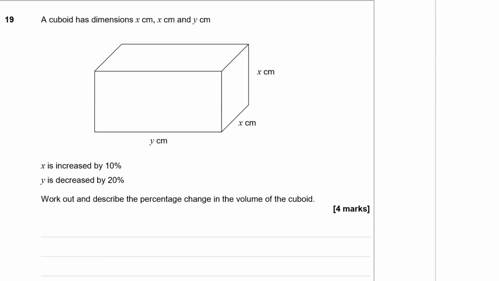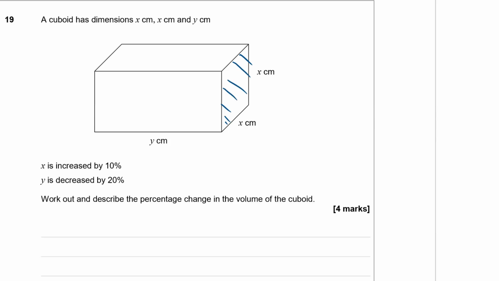Okay, I've got a cuboid here, and it's got dimensions x, x, and y, which means it's got a square end here. And x is going to be increased by 10%, and y is going to be decreased by 20%, and we want to work out what that means in terms of the overall percentage change of the volume.